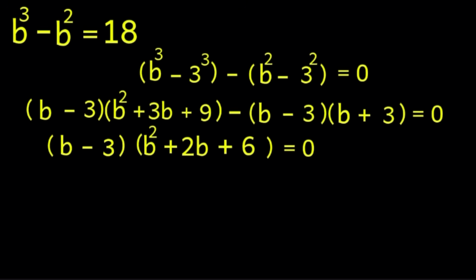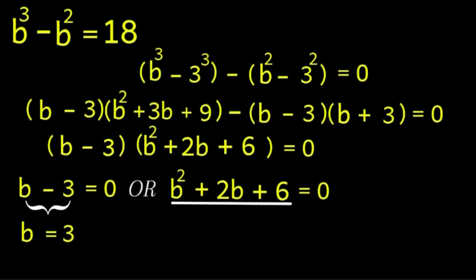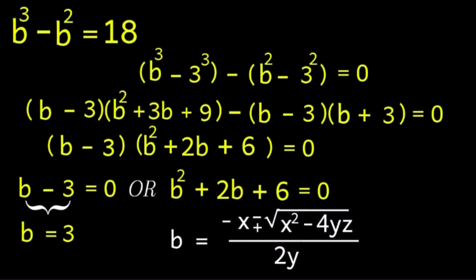Now we split the equation into two simpler parts. b minus 3 equals 0, or b squared plus 2b plus 6 equals 0. First, the linear equation b minus 3 equals 0 gives b equals 3, which is our first root. Next, we solve the quadratic equation b squared plus 2b plus 6 equals 0. We use the quadratic formula, which says b equals negative x plus or minus square root of x squared minus 4yz, divided by 2y, where y equals 1, x equals 2, and z equals 6.